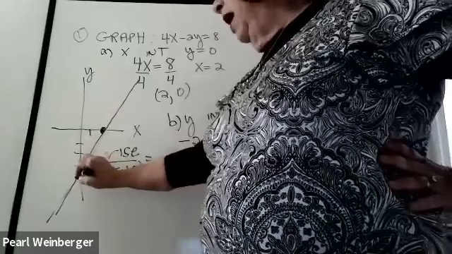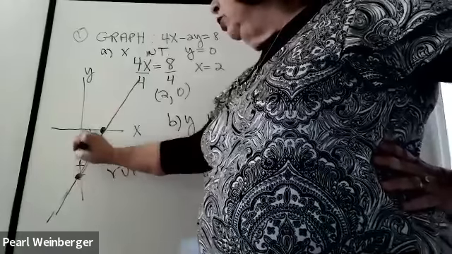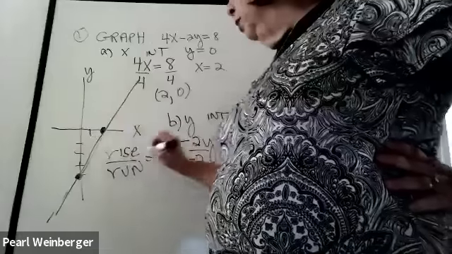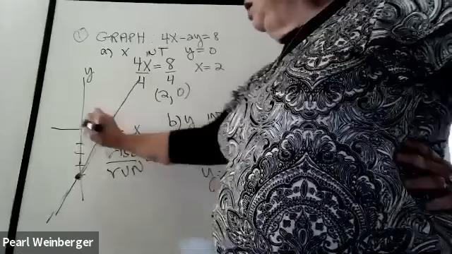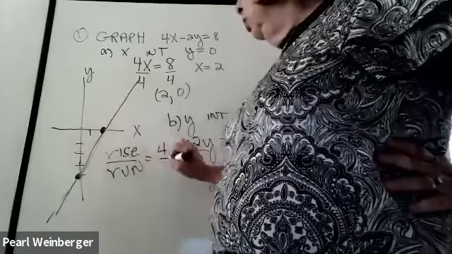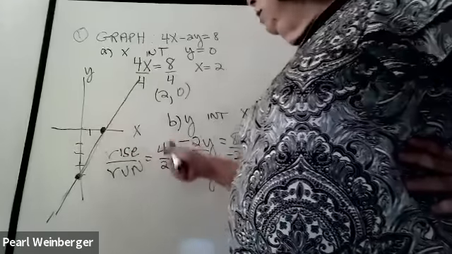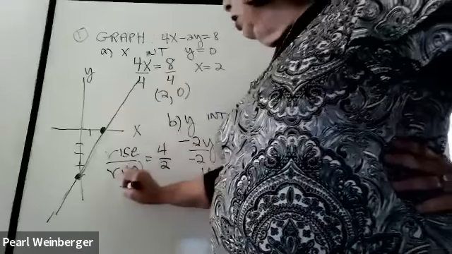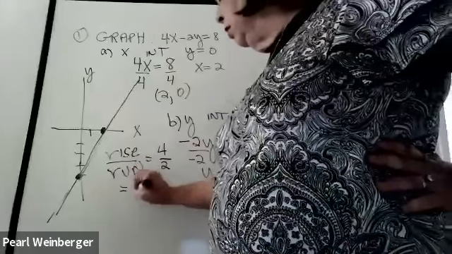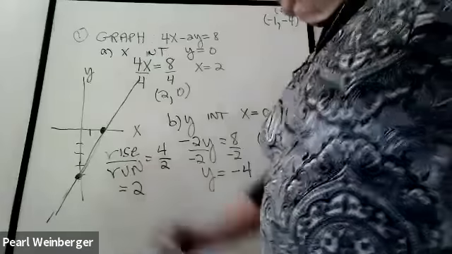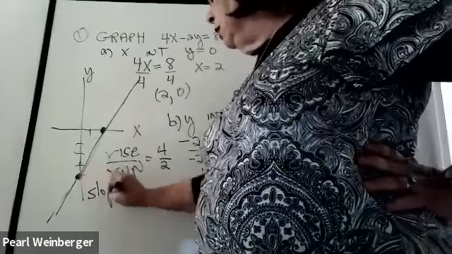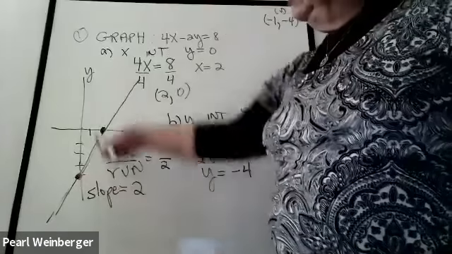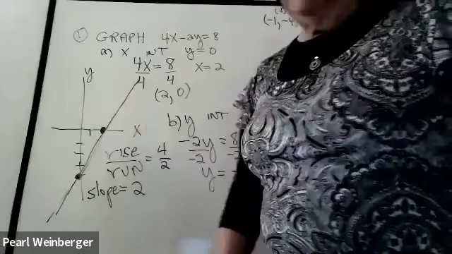Well, the rise is going to be 1, 2, 3, 4 up. So my rise is 4. And my run is 1, 2. So the slope would be 4 over 2, which we could have reduced to 2 over 1 or just 2. The slope of this line is 2. I could have gotten it by just looking at the line and doing rise over run.